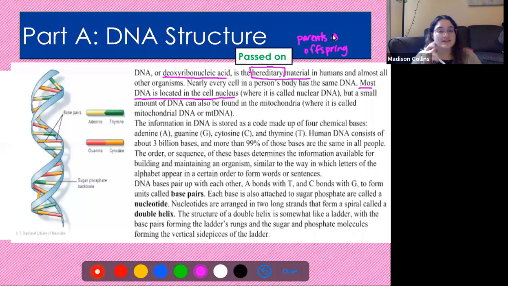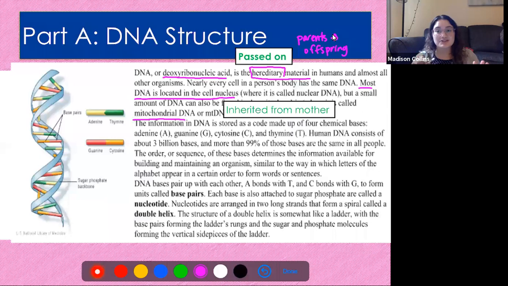Now, I've got a fun fact for you. This mitochondrial DNA only comes from your mother's side. So you don't get any mitochondrial DNA from your dad's side. It all comes from your mom's.